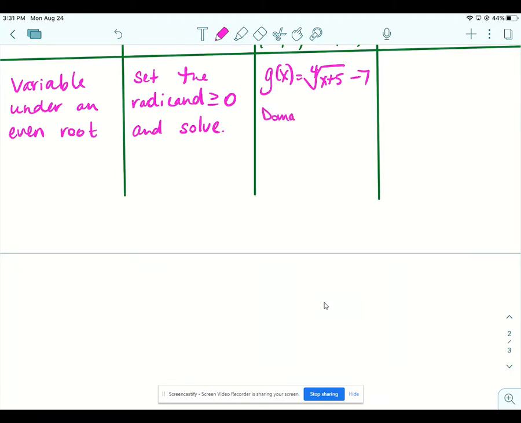So we're doing this problem, we look, we see we have an even root. And so we take everything that's under the even root and we write that it's greater than or equal to 0. And then we solve it for x. So to solve this for x, we're just going to subtract the 5. And that's your domain. All the x's greater than or equal to negative 5.